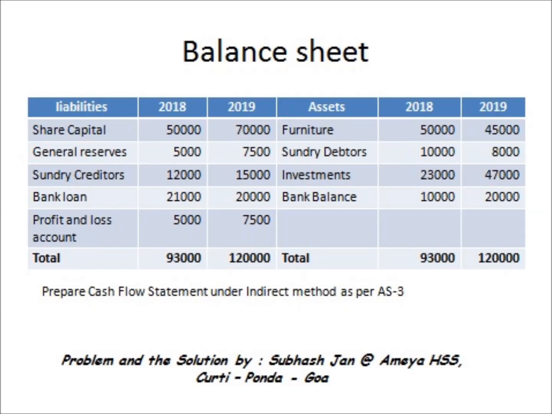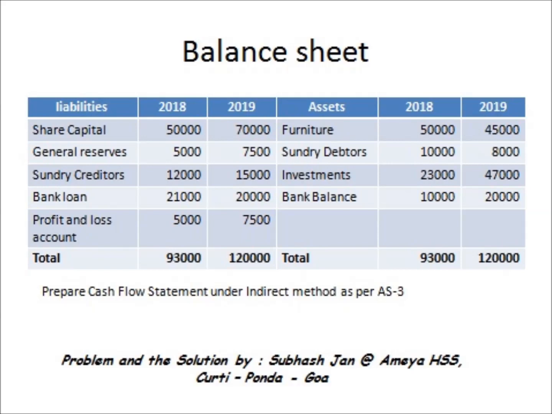Now we will solve one problem on cash flow statement. A simple balance sheet is here. Look at the balance sheet and two years' figures are given to you. Share capital 2018 50,000, 2019 70,000. Share capital becomes a financing activity. You are getting proceeds from financing activity of rupees 20,000. Just remember, then we will solve the problem.